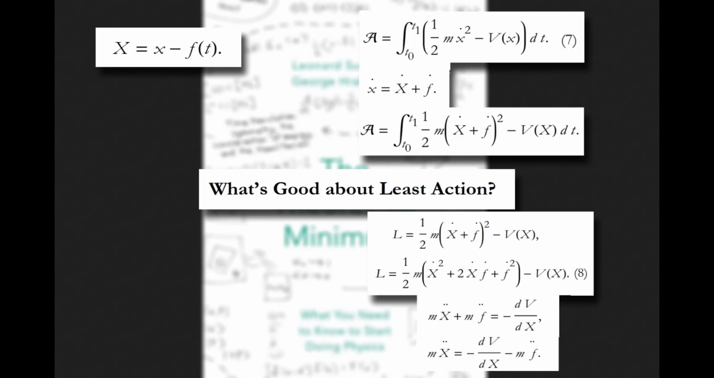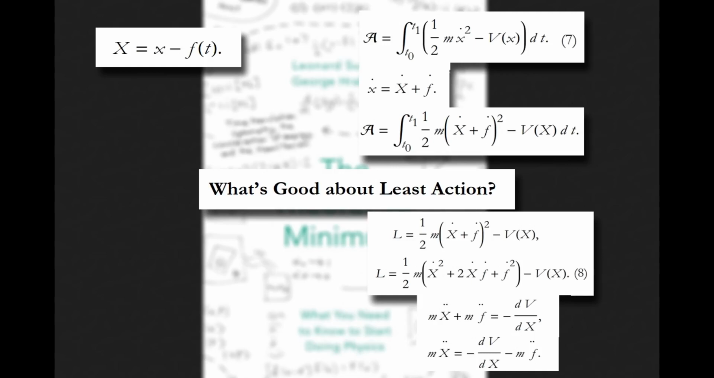He writes the Euler-Lagrange equation. Here is what he gets. m X double dot plus m f double dot equals minus the derivative of V with respect to capital X. Or with a small rearrangement, m X double dot minus dV by dX is equal to minus m f double dot. The result is nothing surprising. George sees an extra fictitious force on the object equal to minus m f double dot. What is interesting is the procedure. Instead of transforming the equation of motion, we work directly with the Lagrangian.